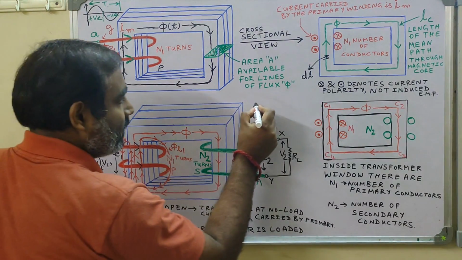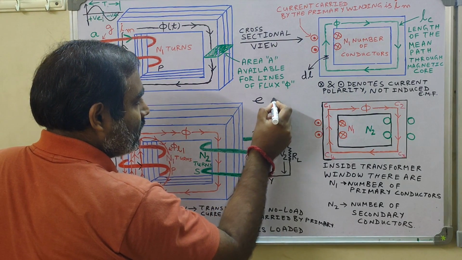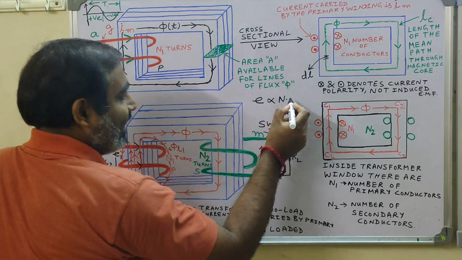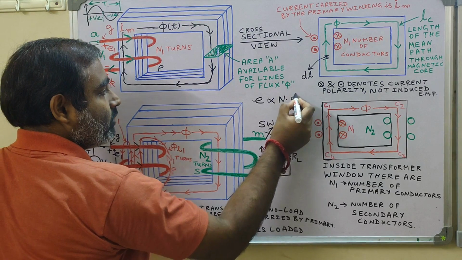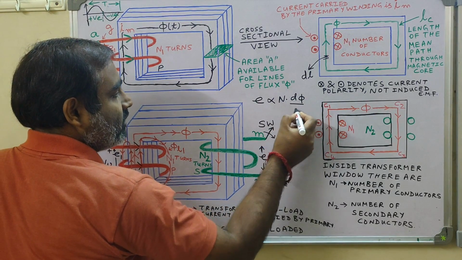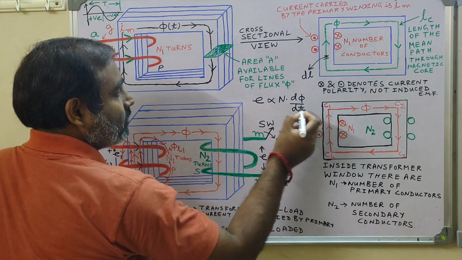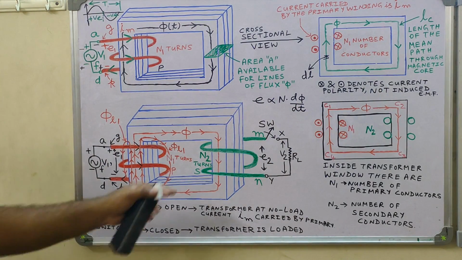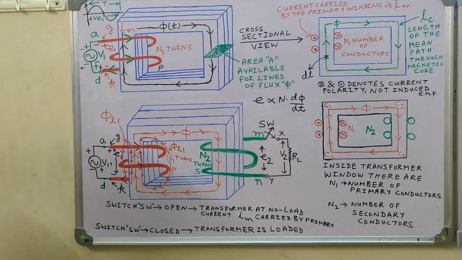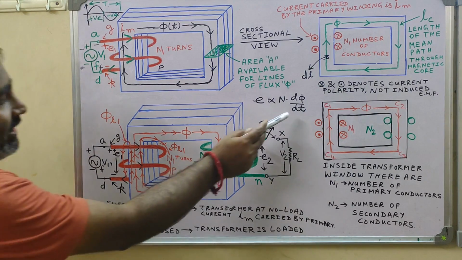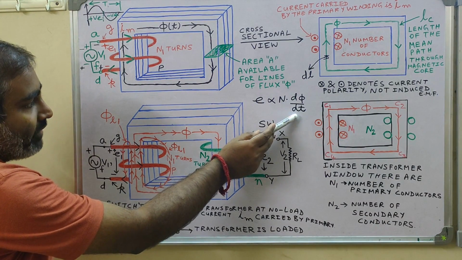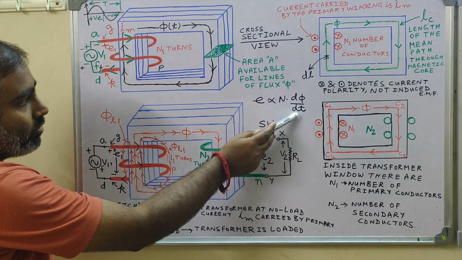So let me write it over here. Induced EMF E is proportional to N times d/dt of phi, where N is the number of turns and d/dt of phi represents the time variation, or the rate of change of flux with respect to time. So d/dt of phi is going to be the same for both the primary coil and the secondary coil.